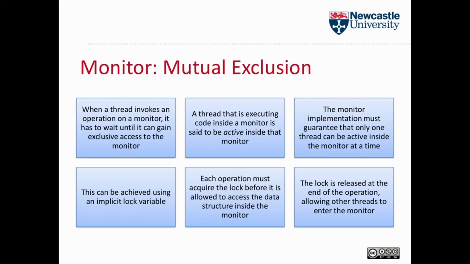And this can be achieved using an implicit lock variable, the thing that was already said. Each operation must acquire the lock before it is allowed to access the data structure inside the monitor, so not outside. You shall not create a lock outside for accessing the monitor. You're using object encapsulation, so the lock is inside the monitor, and the lock-unlock methods are called inside. Then you also have examples in the slides and also on the code being provided.